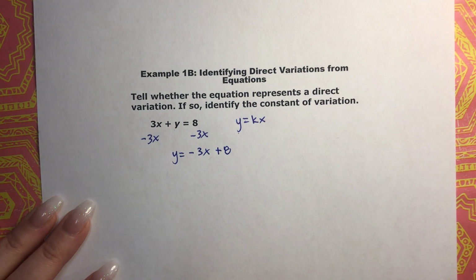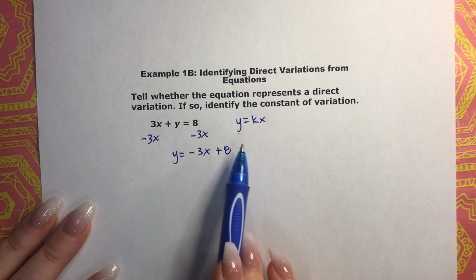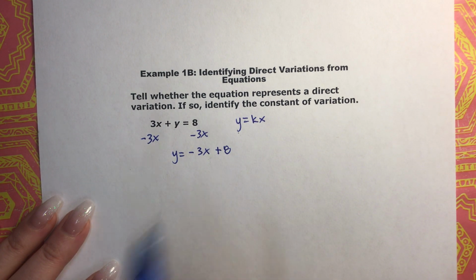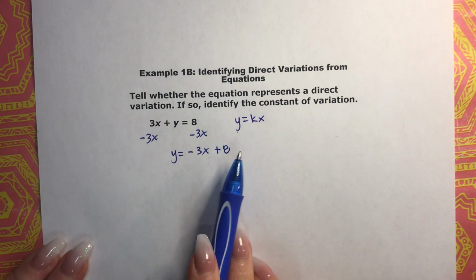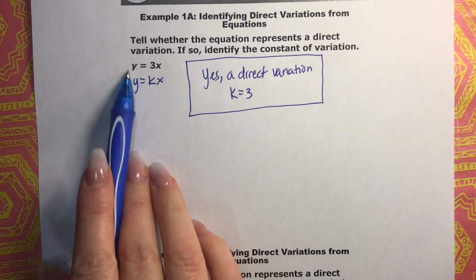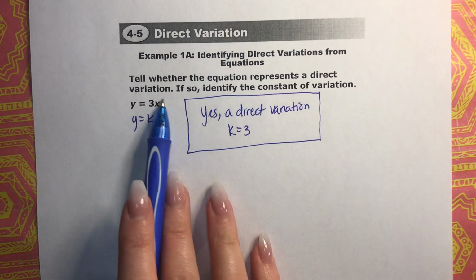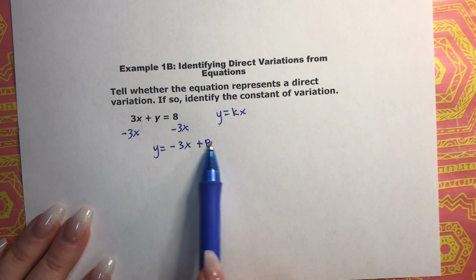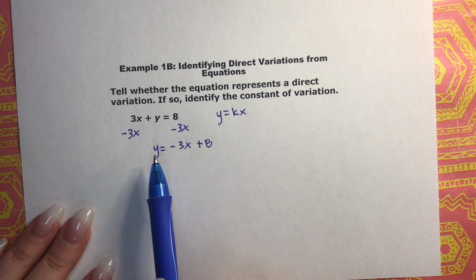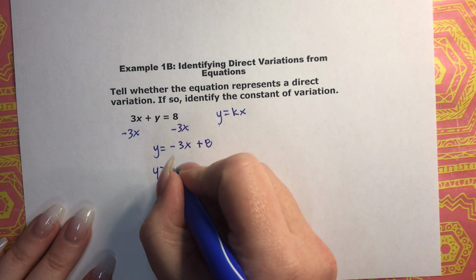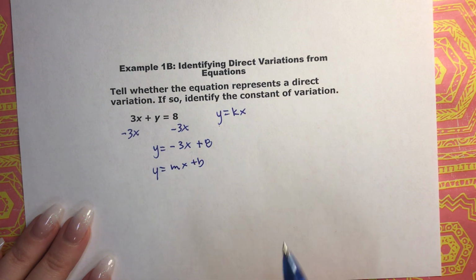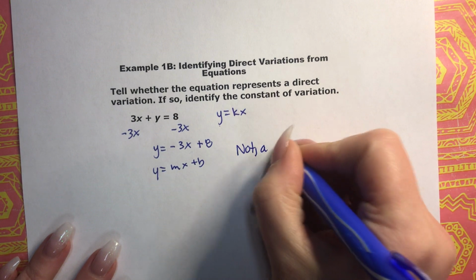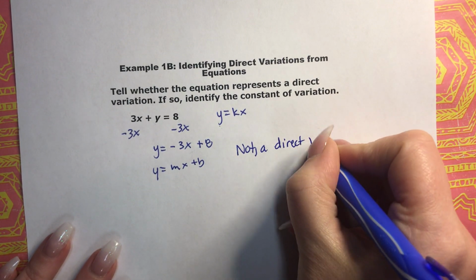Is this a direct variation? No, it is not, because we have a y-intercept of 8, and for every single direct variation, the y-intercept has to be, yes, it has to be 0. So up here, right, y equals 3x. There was nothing there, which meant that the y-intercept is 0, so therefore we know it's a direct variation. Over here, the y-intercept isn't 0, it's 8, right? Because the slope-intercept form tells us y equals mx plus b. This is the y-intercept. The y-intercept's 8, it needs to be 0, not a direct variation. So we just say not a direct variation.